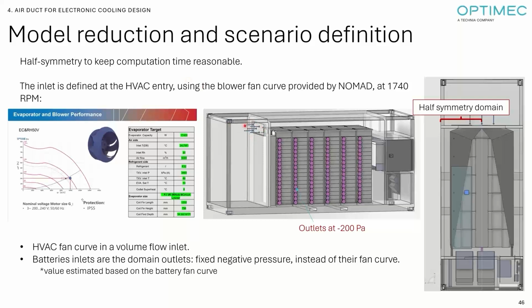So the input is not a volumetric flow, the input is the fan curve. So it will read the pressure loss out of the simulation and tell you what volume flow you are able to provide. Then normally it's a closed loop, but here we want to simplify things a little bit. So the flow gets in the HVAC, and each battery has an internal fan sucking air in.